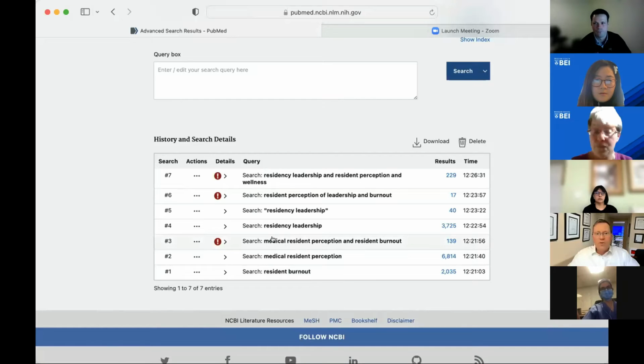And I thought, Sue, I would also show what you mentioned. When we search residency leadership, we get almost 4,000 hits. When you put it in quotes, so the phrase has to be fully connected, we only had 40, right? So you can use quotes sometimes to really cut down your search. Exactly, yes.